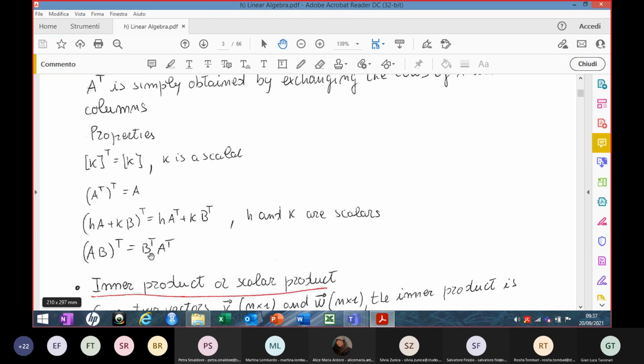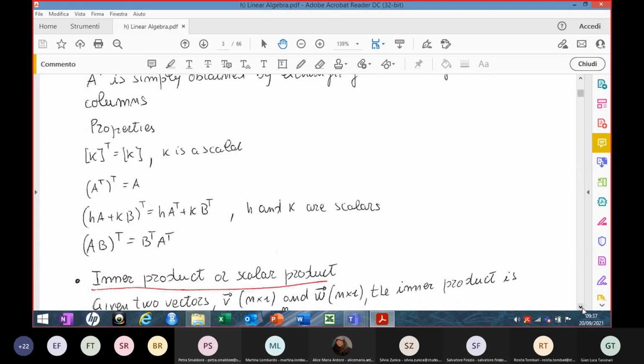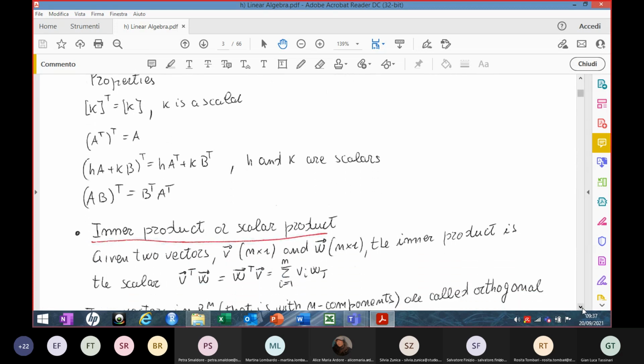So if you have an operation like this, you can proceed in two different ways. Either you can compute first A times B, then you get a matrix, then exchange the rows of this matrix with its columns, and you get what is required. Alternatively, you can first transpose B, then transpose A, and multiply B transpose by A transpose. So this is a very important property, especially in econometrics. You will probably use it with the professor of econometrics to show the proof of some results.